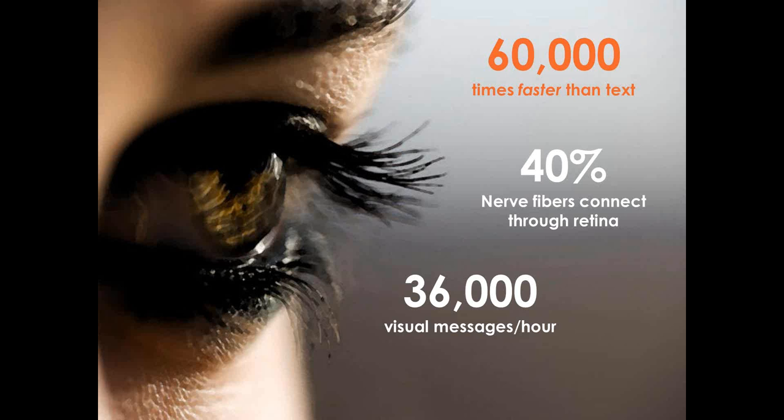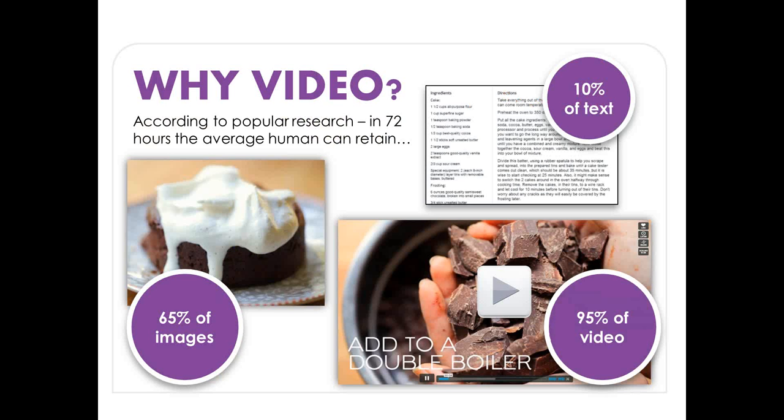We are very visual creatures, always have been, we always will be. We absorb visual images 60,000 times faster than text. That, to me, is a staggering bit of information. This is from a 3M study. 40% of all the nerve fibers in our body connect through the retina, and we can take in 36,000 visual messages in an hour. And if you think about memory, our ability to recall video is stunning.